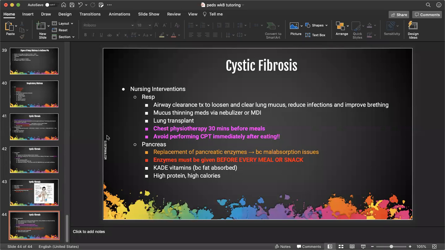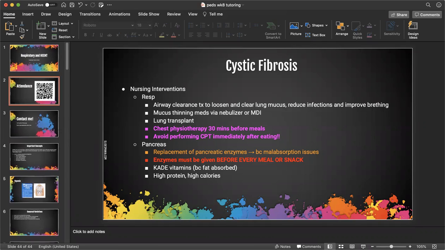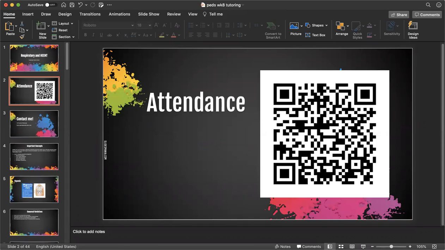And then for pancreas interventions, we're going to do replacement of pancreatic enzymes because of the malabsorption issues. And if they're taking enzymes, they have to be given before every meal or snack. Then we also want to do the fat soluble vitamins, so KADE. And then they'll be on a high protein, high calorie diet. So that's basically all for respiratory and HEENT.